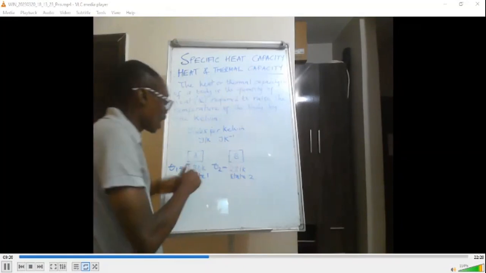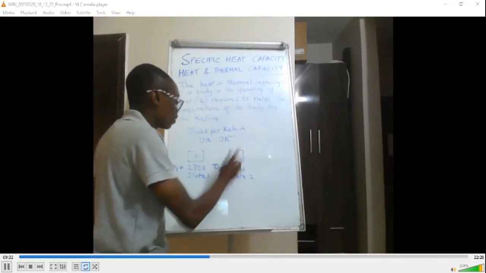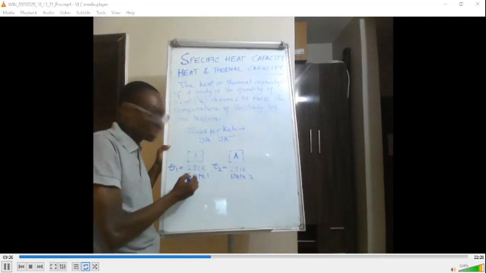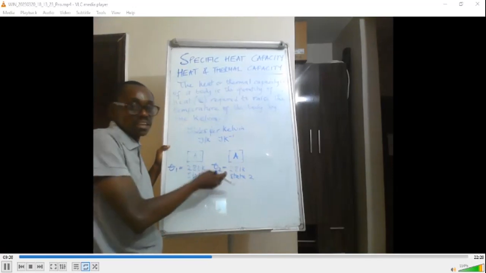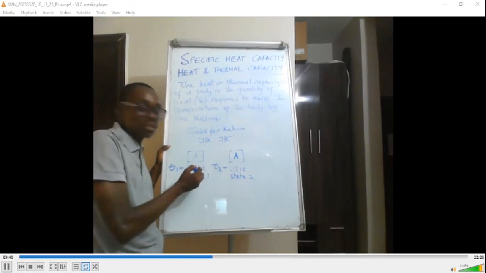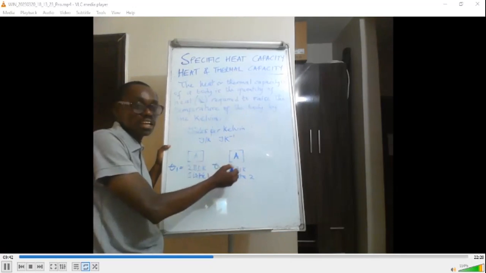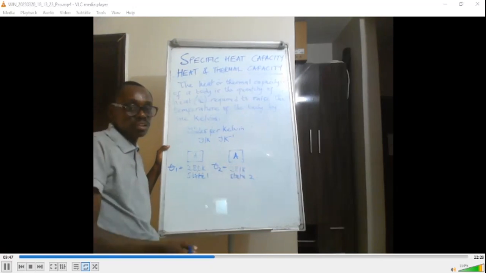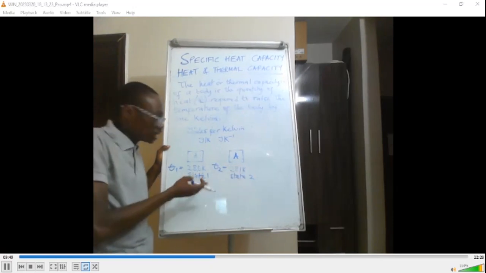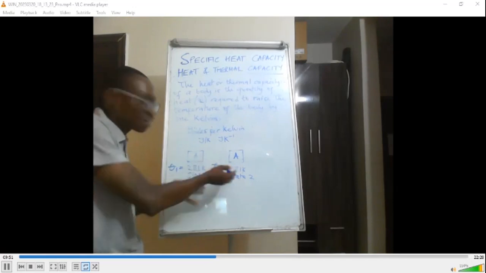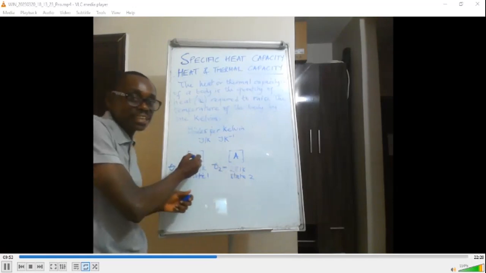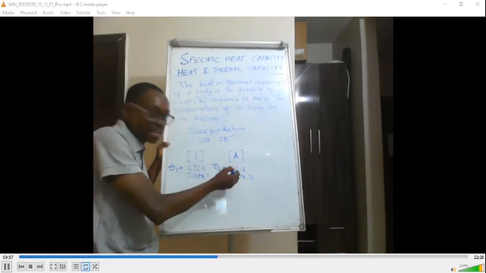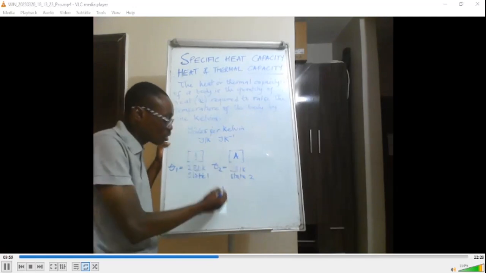I have a body A originally at 280 Kelvin. That is state 1. Then the temperature of body A increases to 281 Kelvin as state 2. Before this temperature can rise, heat has to be added to this body. The increase is 281 minus 280, which is 1 Kelvin.